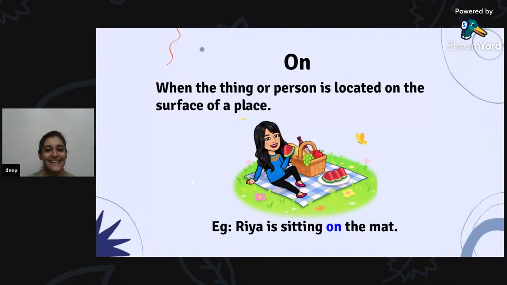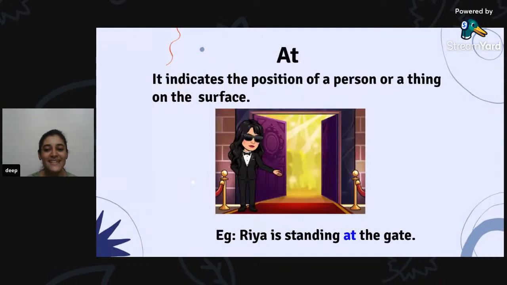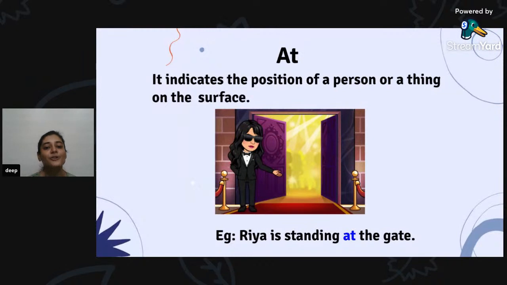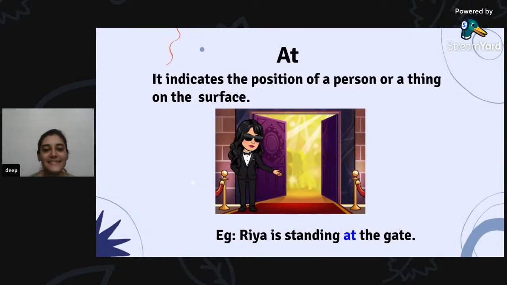Yes, great. The next preposition is at. It indicates the position of a person or a thing on the surface. For example, Priya is standing at the gate. So in the picture you can see Priya is standing at the gate. So you can type at in the chat box below.